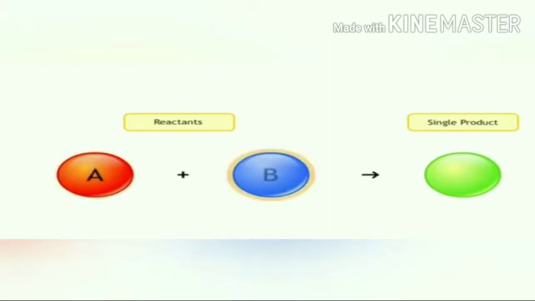In a combination reaction, two or more reactants combine together to form a single product, and the reactants here may be elements or compounds. Such reactions can generally be represented as A combines with B to form a single substance C. For example, carbon burns in oxygen to form carbon dioxide. In this reaction, two elements, carbon and oxygen, combine to form a single product, carbon dioxide.